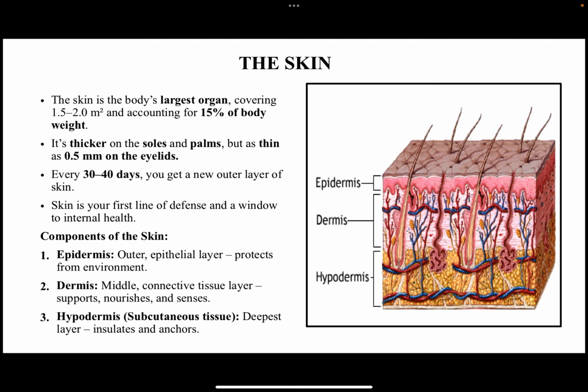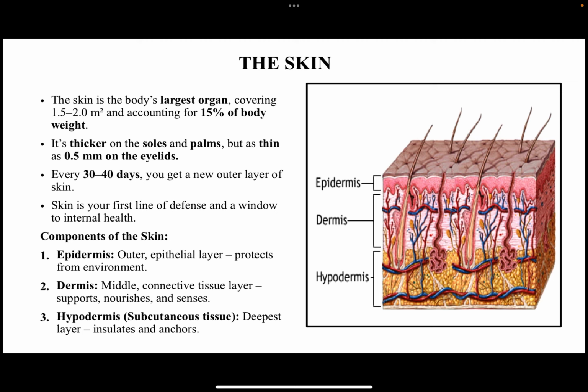Then we have the hypodermis, or the subcutaneous tissue. That is the deepest layer of the skin, and this layer helps to insulate and anchor the body. It provides insulation because of the fat, so that heat will not be lost. That is one of the functions of this layer. Good. And it also serves as a covering for other internal structures.